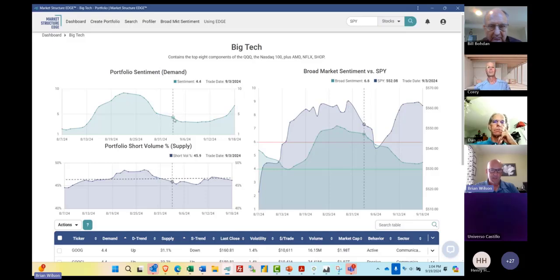When is a good time to go long the market, or to start bottom fishing or value investing for big tech? Well, when it stops falling. Look at big tech start to stabilize. What starts to happen from a broad market perspective? The broad market starts to stabilize as well.